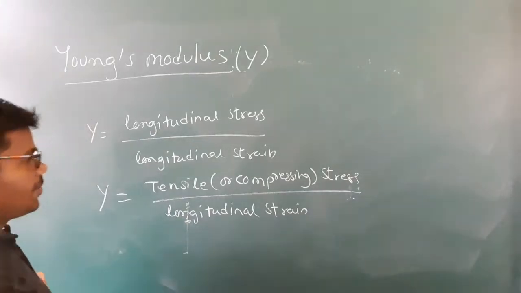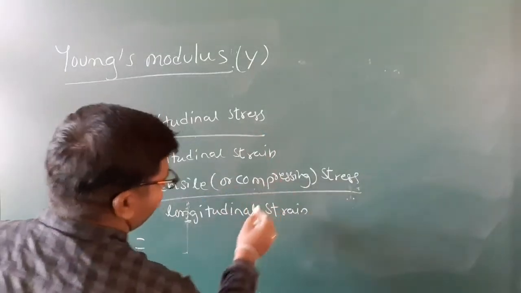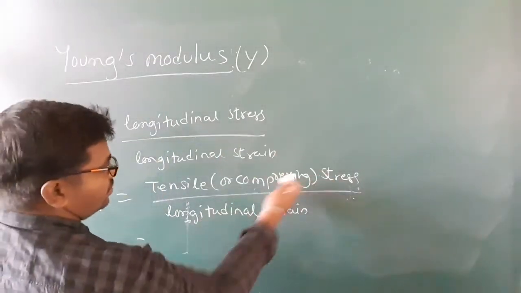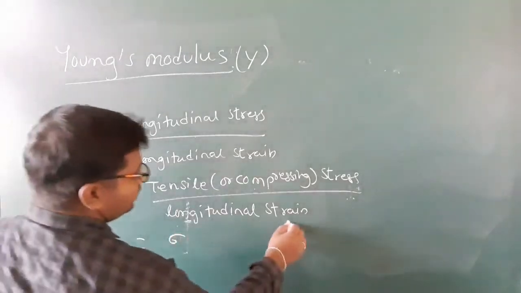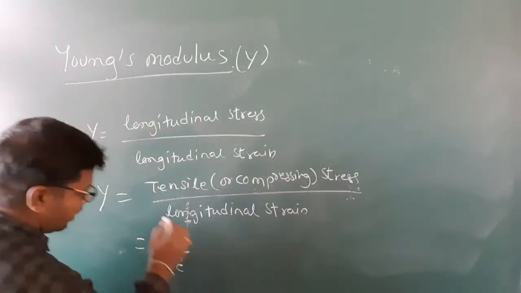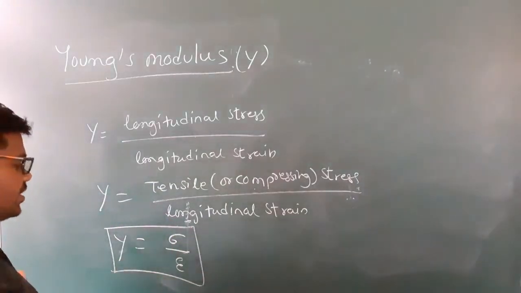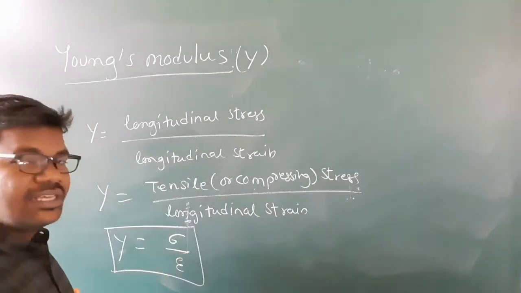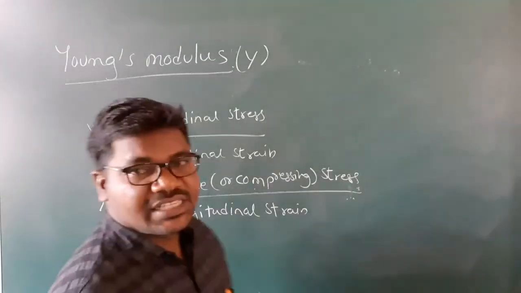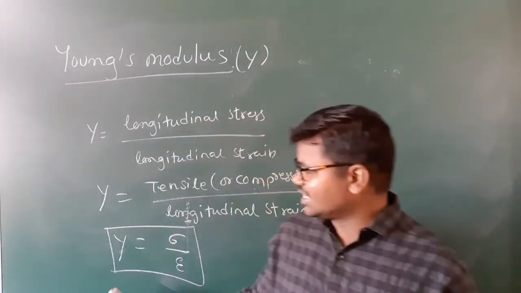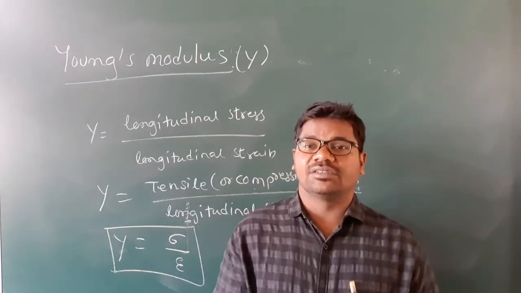Okay, so this longitudinal or tensile or compressing stress, we can say sigma. Longitudinal strain we can say epsilon. So here Y is equal to Young's modulus, Y is equal to sigma by epsilon. Young's modulus Y is equal to sigma by epsilon.